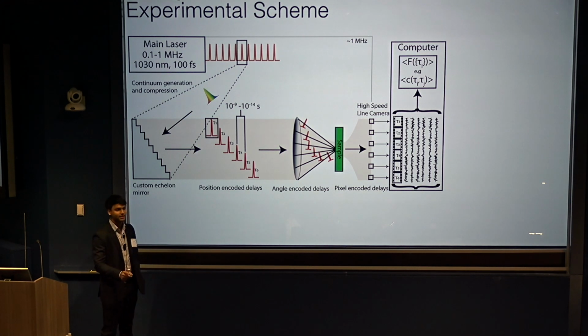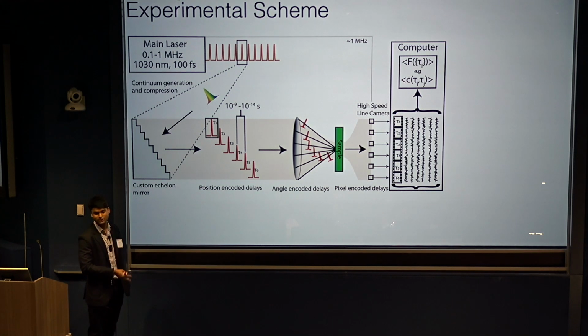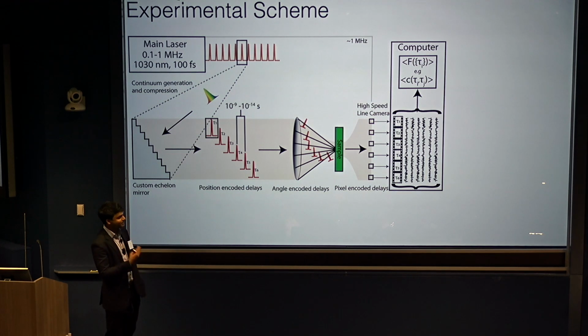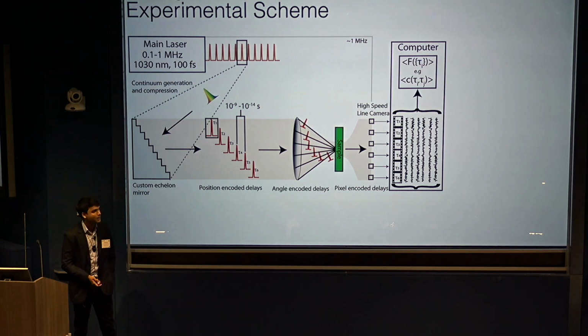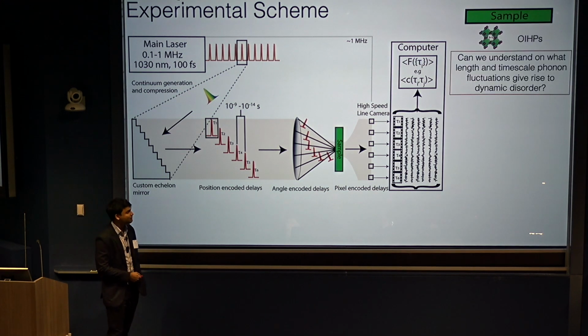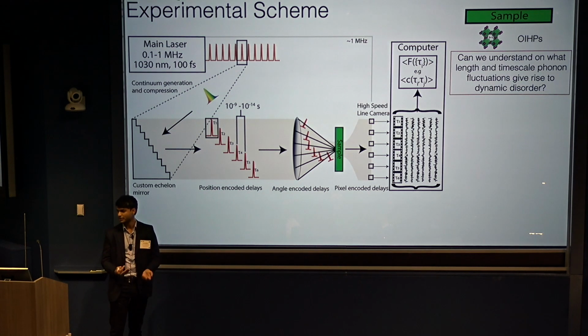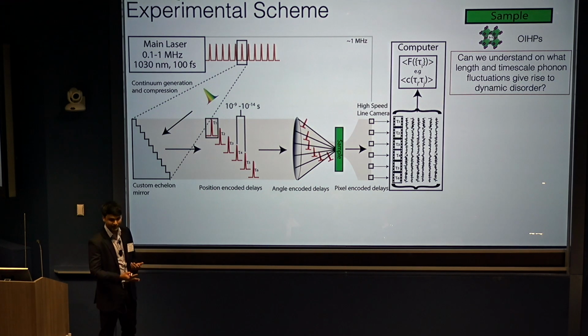So all of a sudden, there should be correlations within the noise. It's not going to be truly white, right? So in the spirit of the speckle, in some sense, this noise is not perfectly uncorrelated down to 0 timescale. So if we can pick up those correlations, we can try to understand new physics. For example, in these halide perovskites, we could try to understand on what lengths and timescales are these phonon fluctuations that give rise to this dynamic Urbach tail.